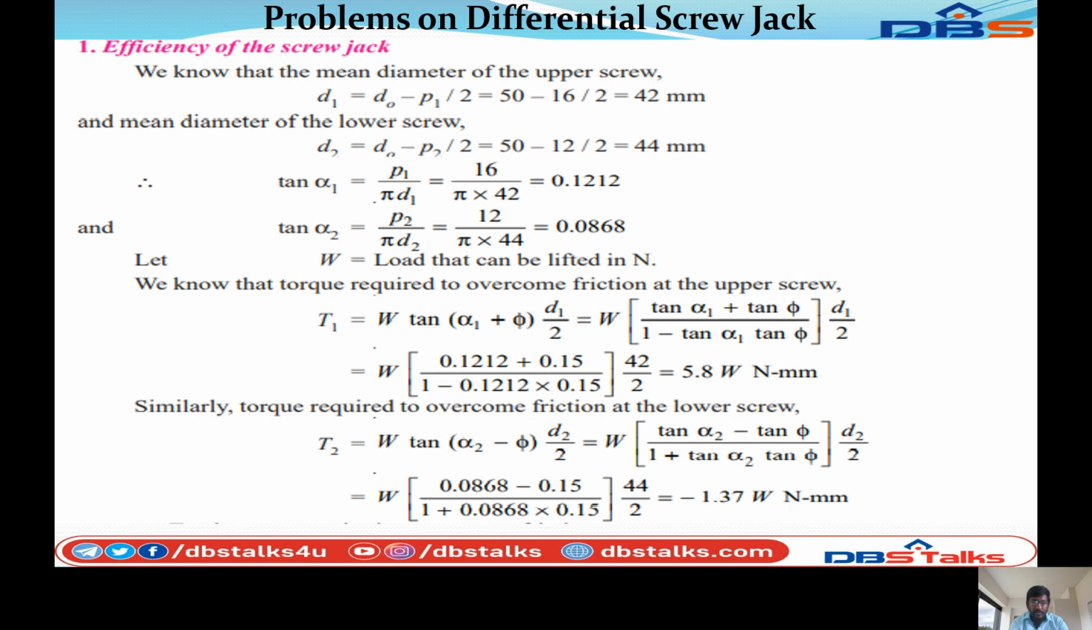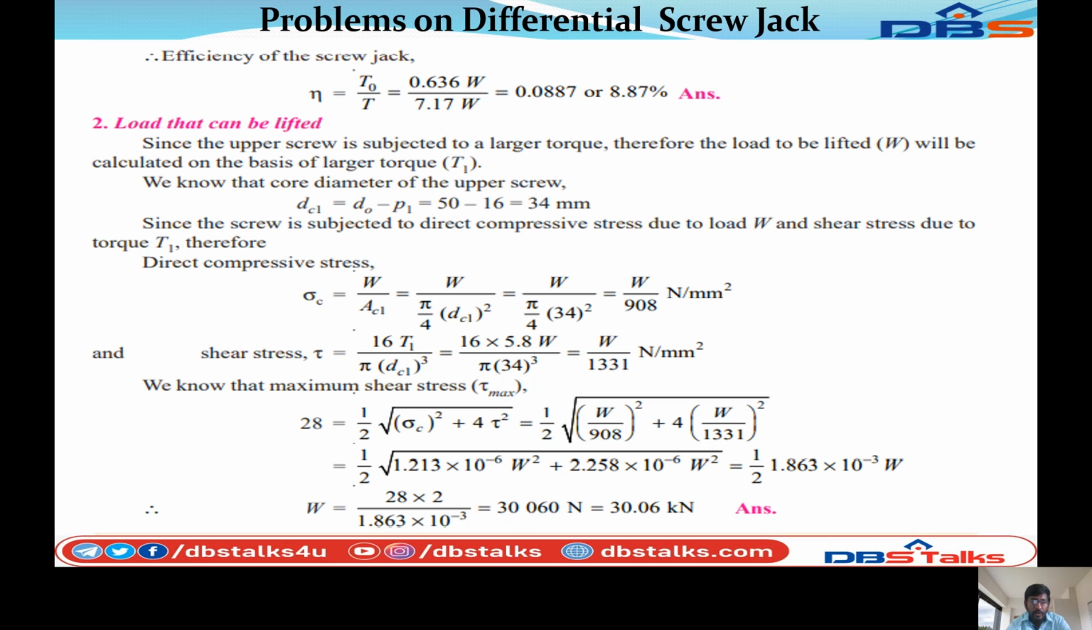So substitute in the values, T2 is equal to W into (0.0868 minus 0.15) by (1 plus 0.0868 into 0.15) into 44 divided by 2. So we can calculate the value, that is T2 equal to minus 1.37 W Newton mm. We assume this is equation number 2.